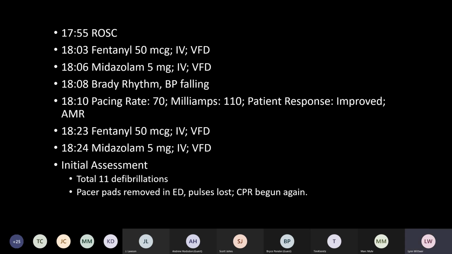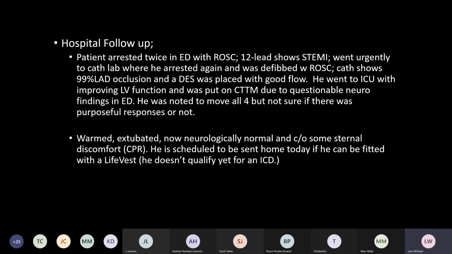Guess what happened? Pulses are lost again. CPR has begun again. Well, in the hospital, he arrested twice in the ED, got ROSC both times. 12 leads showed a STEMI. Went urgently to the cath lab. He arrested again on arrival at cath lab, was defibrillated, got ROSC. Cath lab showed 99% LAD occlusion. They placed a drug-eluting stent with good flow, went to the ICU, improving LV function.